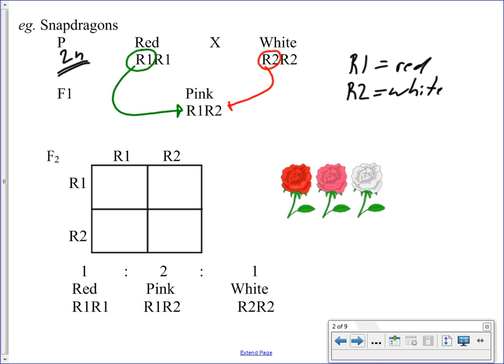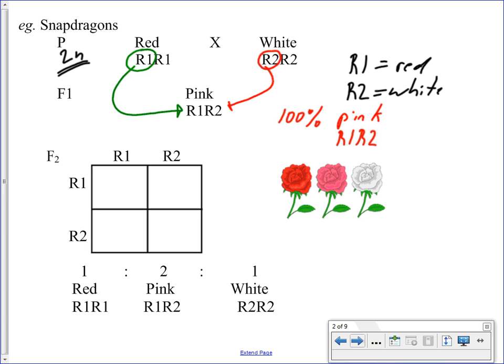So what we would then see is 100% of the offspring in the F1 generation are going to be pink. If we are writing the phenotypic and the genotypic ratio, it is the same in this case. So we could simply say 100% are going to be pink, and they are going to be R1 R2 for their genotype.